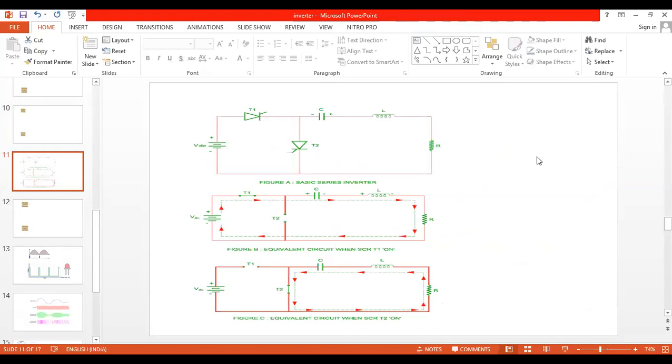You are able to see. What is the name of this circuit, anyone? Series inverter, right? The series inverter. So all the students, please check this one. Very simple explanation. Follow my explanation here.